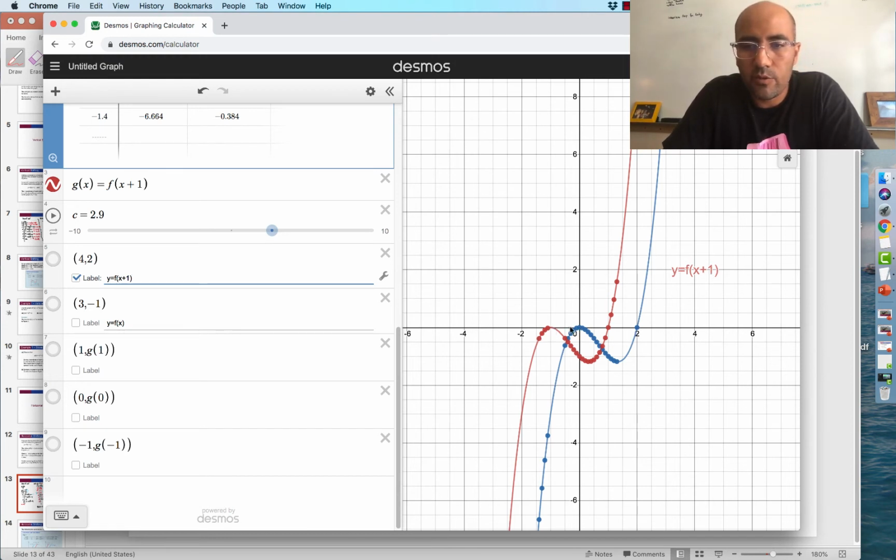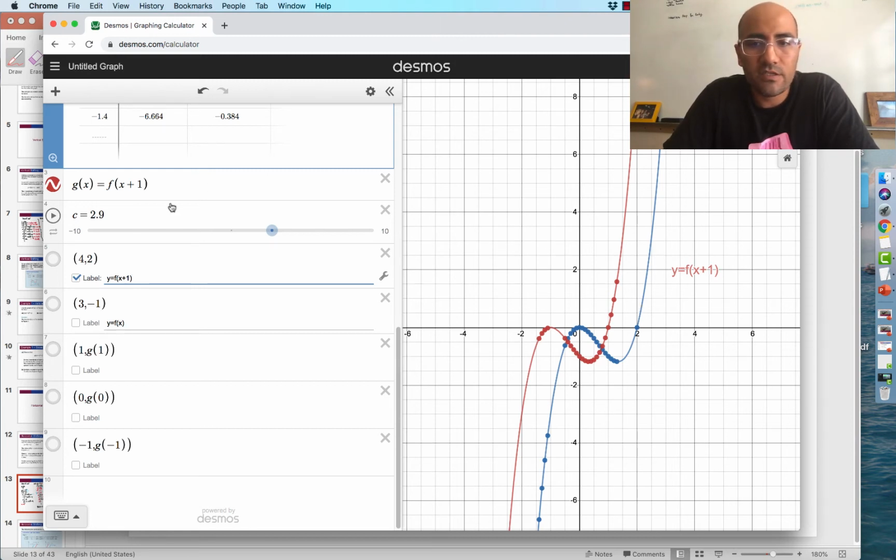Each 1 unit has been pushed back because when we're evaluating this point at negative 1, we're really going to get the same value we would have gotten here at 0. When we're evaluating the new function at 0, we're really going to get the result we normally would have gotten when the original function was at 1. Right, so everything has been shifted back by 1 unit.